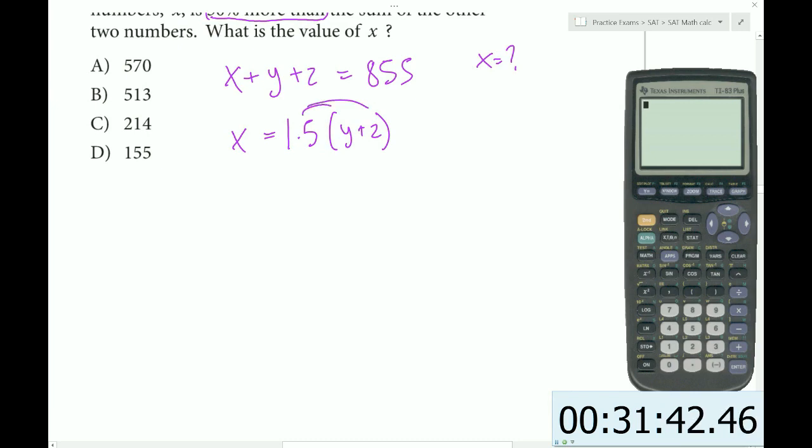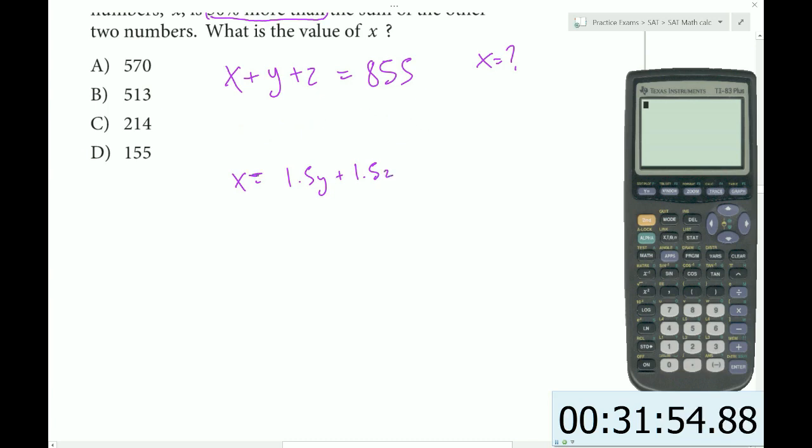Well, first step is we're going to want to distribute here the 1.5. So we end up with that. Okay. Next, to solve for x, we're going to have to get rid of y and z, right? So to get rid of y and z, let's see what we could do. Well, one thing we could do is have all the x, y, z on one side. So I'm going to swing this over to this side by subtracting 1.5y from both sides.